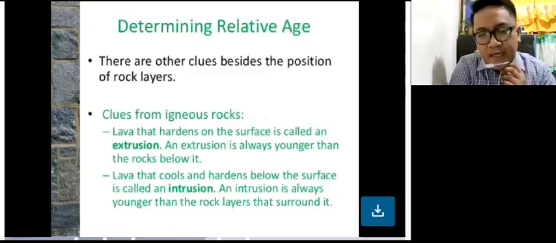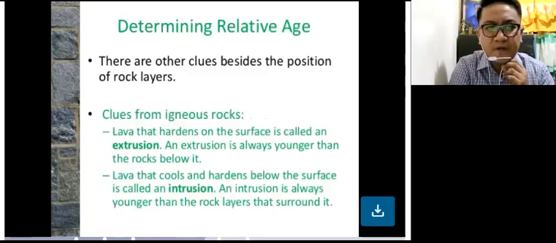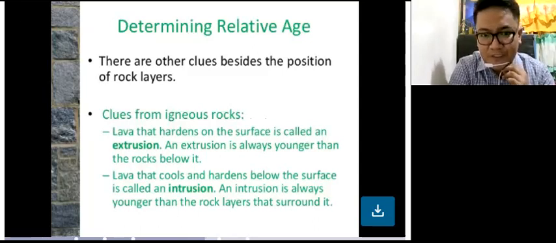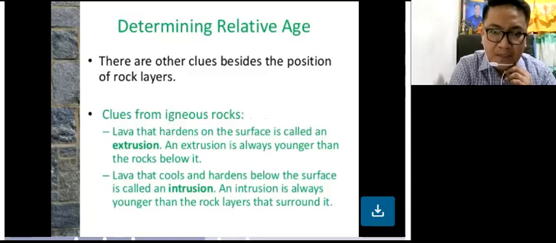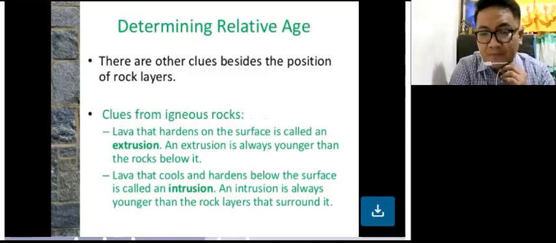Next po natin, determining relative age po, meron po tayong mga sample. The lava that hardens on the surface is called an extrusion. An extrusion is always younger than the rocks below it. Pag intrusion naman daw po, the lava that cools and hardens below the surface is called the intrusion. An intrusion is always younger than the rock layers that surround it. Okay po?